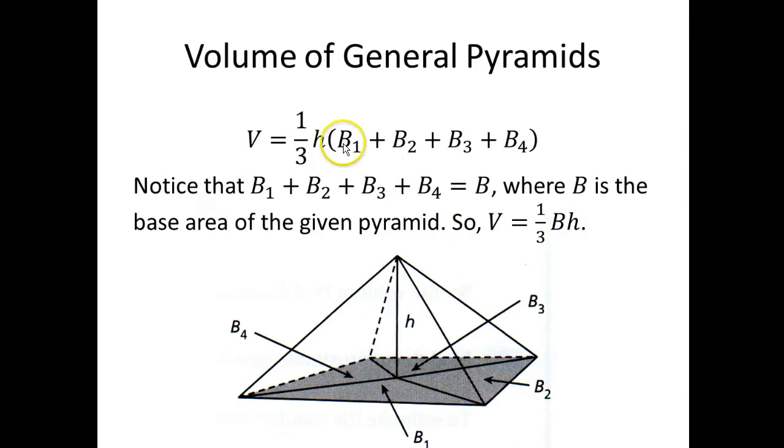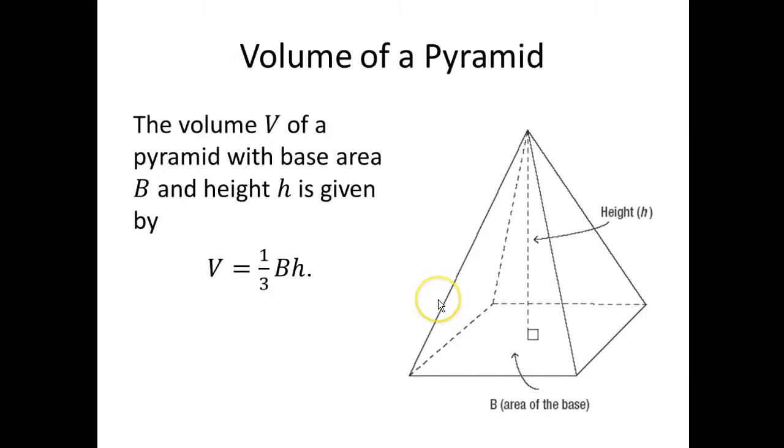The reason I can go from this formula to this formula here is because this sum inside just represents the sum of the base areas of all 4 wedge pyramids. So combining those all together, the sum of those bases of those wedge pyramids is exactly equal to the area of the base. So there's our volume of a pyramid in general. The volume V of a pyramid with base area B and height H is given by the formula 1/3 base times height.